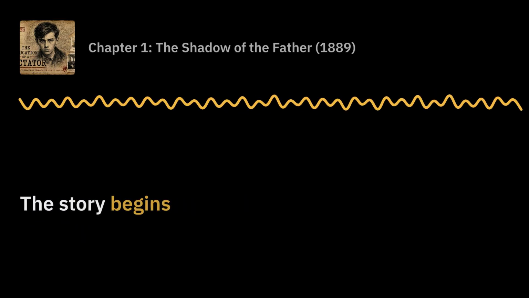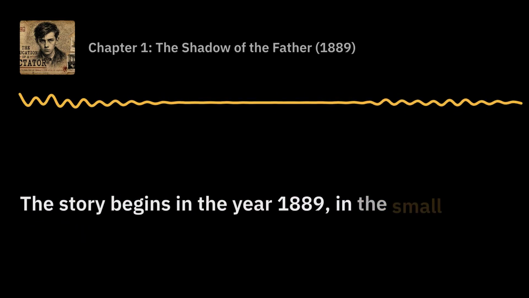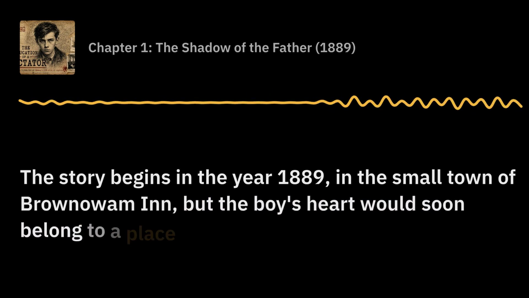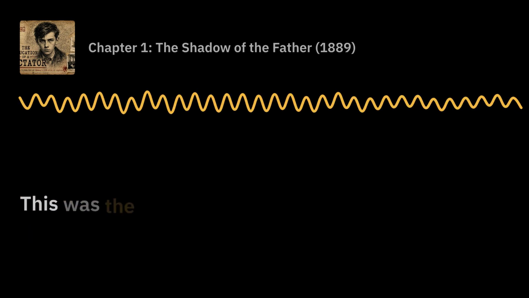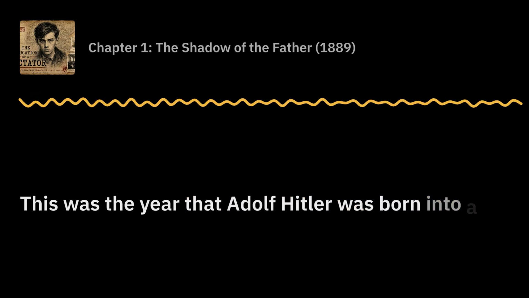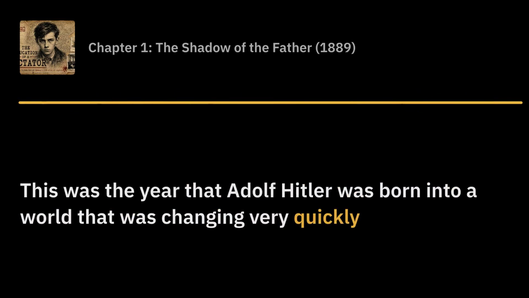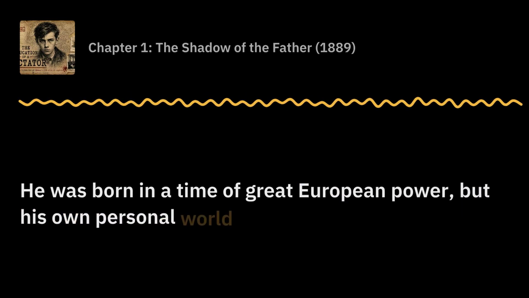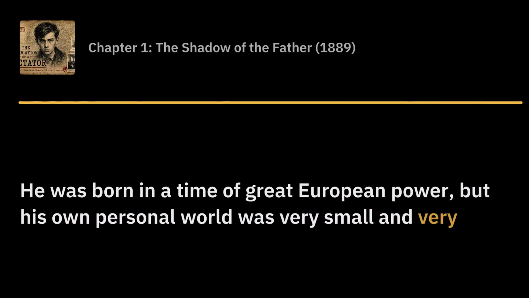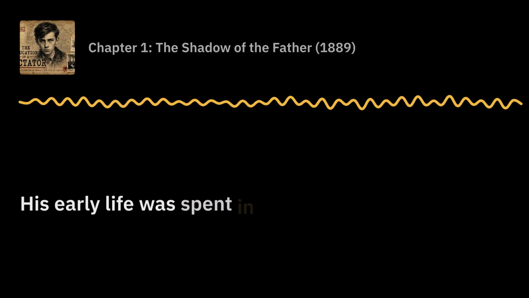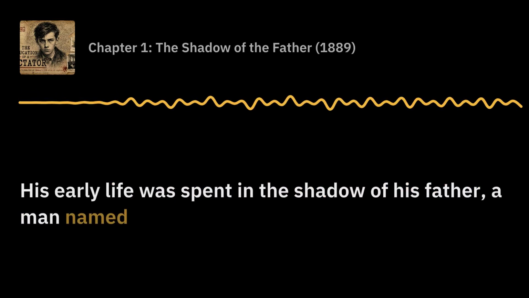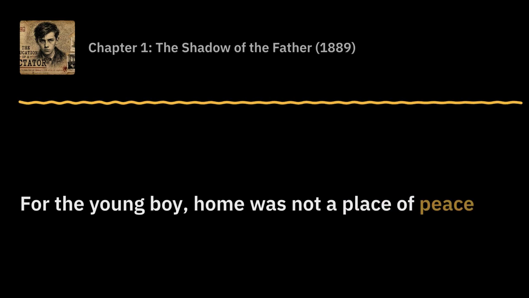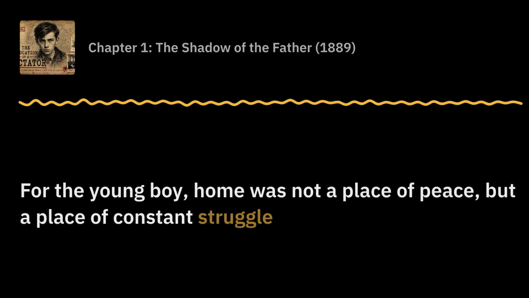The story begins in the year 1889 in the small town of Braunau am Inn, but the boy's heart would soon belong to a place called Linz. This was the year that Adolf Hitler was born into a world that was changing very quickly. He was born in a time of great European power, but his own personal world was very small and very dark. His early life was spent in the shadow of his father, a man named Alois Hitler. For the young boy, home was not a place of peace, but a place of constant struggle and fear.